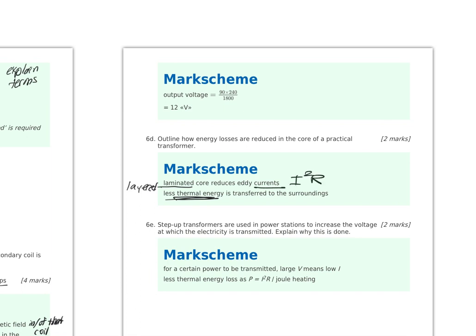You're not going to get I squared R losses. So that's the first point, talking about how they laminate, layer the core, and so there's no heat losses. So in terms of energy losses, how would that energy be lost? It would be lost as heat.